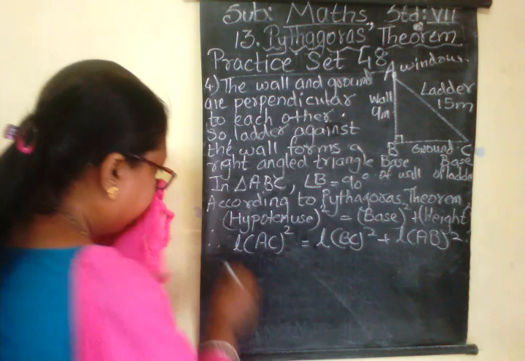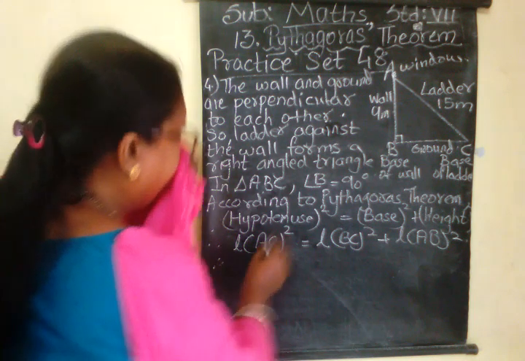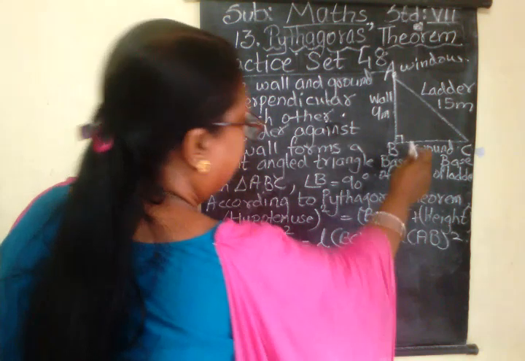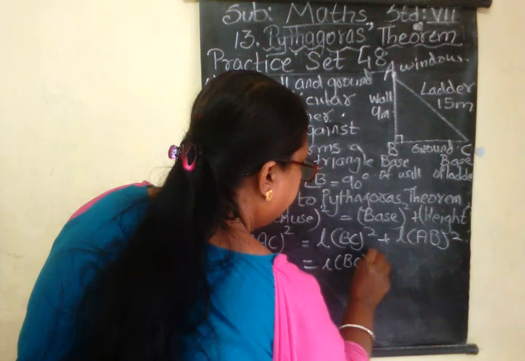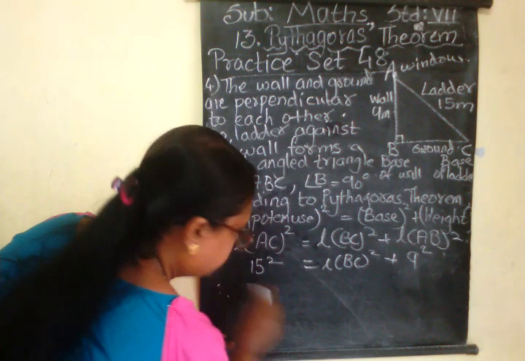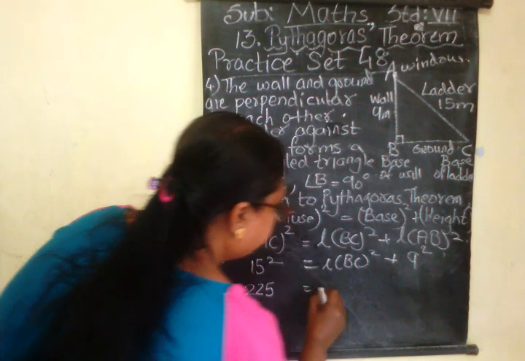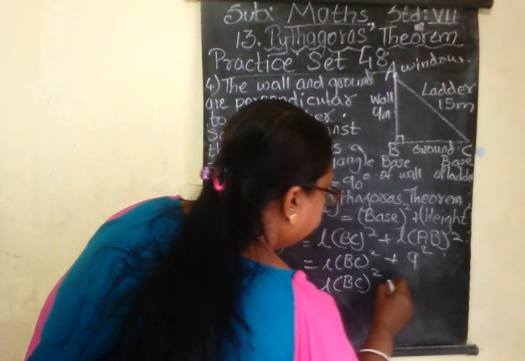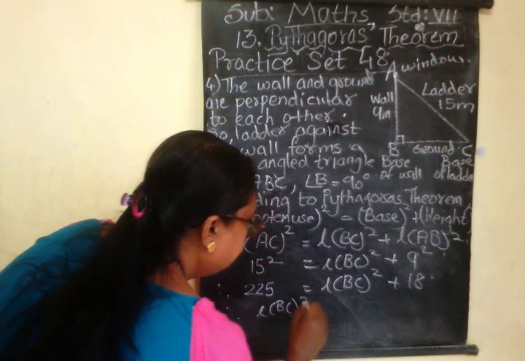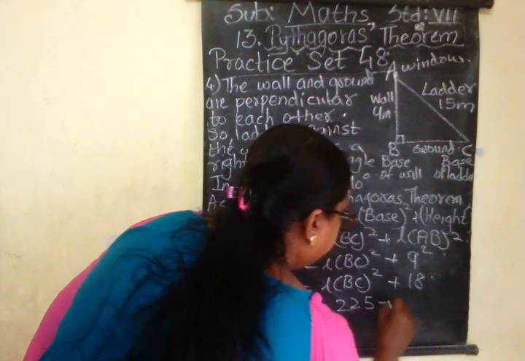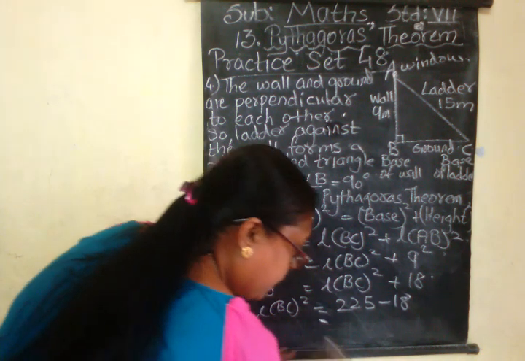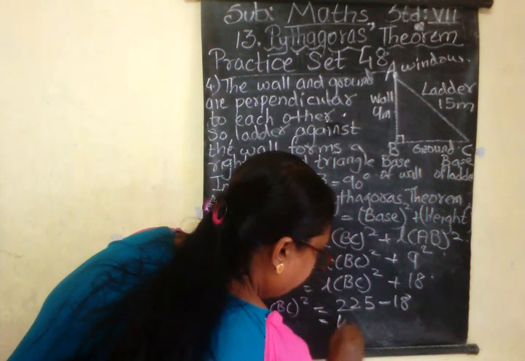Okay. So AC, we know, children, AC is 15 meter. So it becomes 15 square. BC we don't know, children. So length BC square plus AB is 9 meter. So 9 square. 15 square is 225, equal to length BC square plus 18. Therefore, length BC square is equal to 225 minus 18.